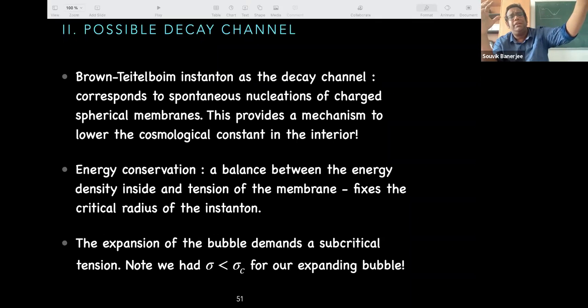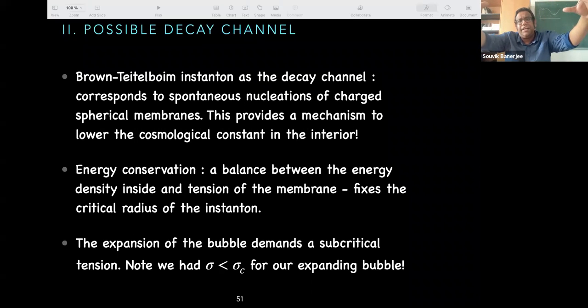Once the charged membrane nucleates, the charge of the remaining part decreases, and eventually that reduces the cosmological constant in the interior. This solution was discussed by Brown and Teitelboim long back, and goes by the name Brown-Teitelboim instanton. And of course, there will be a balance of energy inside and outside, due to the tension and also the energy gained that we discussed in the beginning, which will fix the critical radius of the instanton.